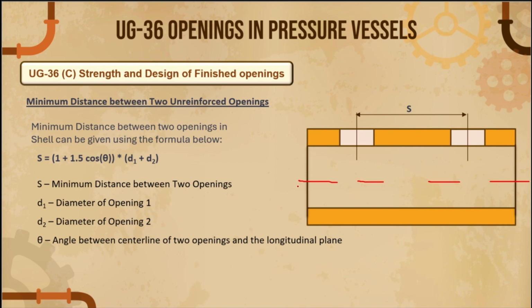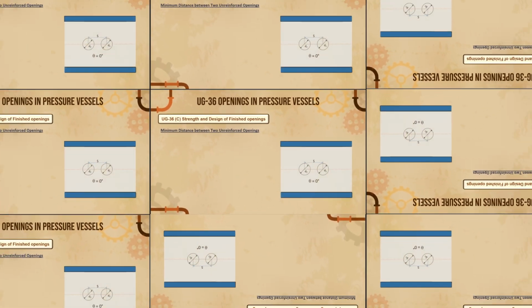so this is the longitudinal plane, guys, and this is the axis of two openings. This is the axis which is connecting two opening center lines. So the angle between these two lines is nothing but your theta. The angle between the two lines is nothing but your theta. So this is the angle between the center line of two openings and the longitudinal plane. I hope you got the point. So let's see with examples.